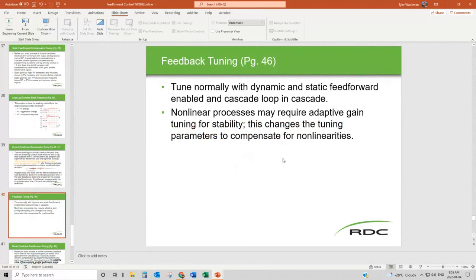Okay, feedback tuning. So the feedback loop, tune normally with dynamic and static feedforward enabled. And if cascade is involved, have that loop in cascade as well. Feedback is the last thing that we tune, which means that all the other elements that we've previously tuned must be in play in order for the loop to function properly when we are done.